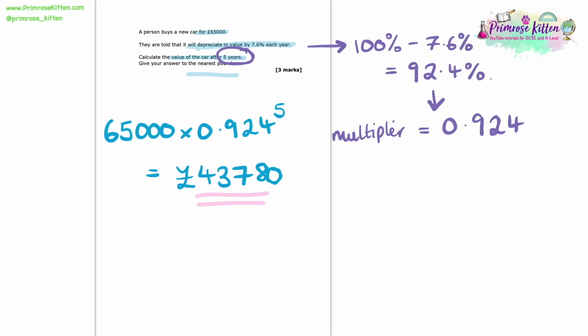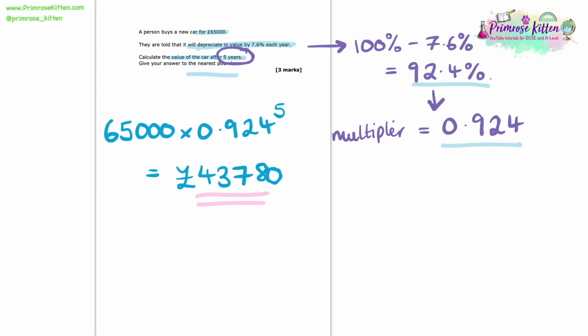So let's just go back and think about it again. We always start with 100%, that's our original value. If we're depreciating the value, we subtract the percentage. And if it's going up, like compound interest, then we add the percentage. We then find what that percentage is. In this case, it was 92.4%. And take whatever you have and divide it by 100 to get your multiplier.